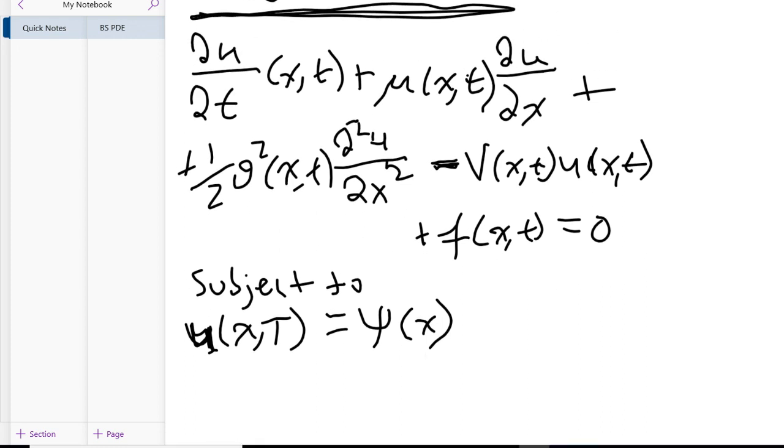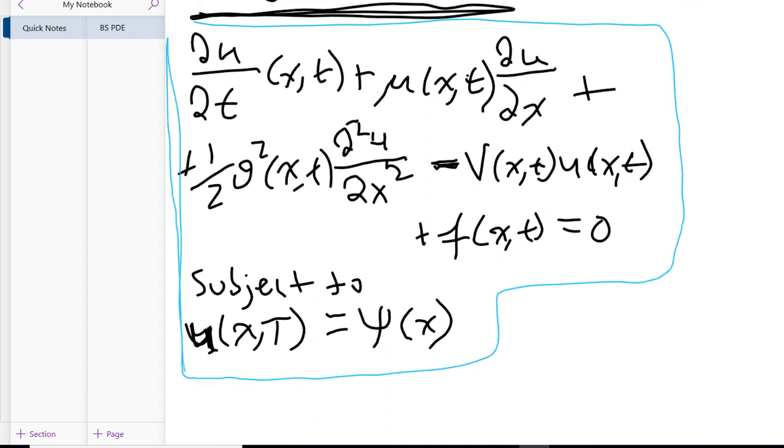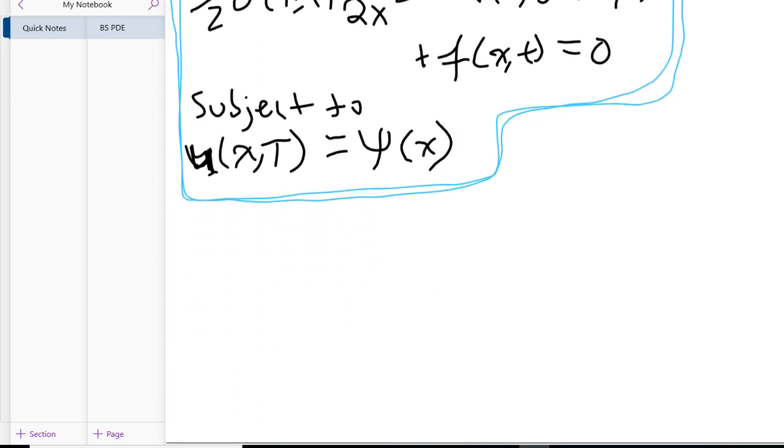So looking at this, I guess first I'll tell you the result of the theorem. It's that if we have a parabolic PDE of this form, the solution can be written as a conditional expectation where u(x,t) is equal to the Q expectation.